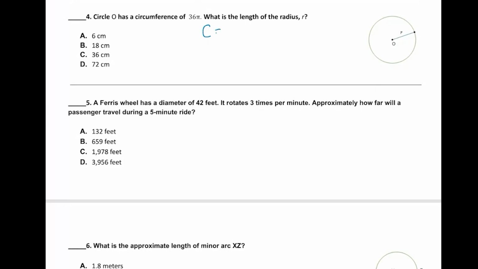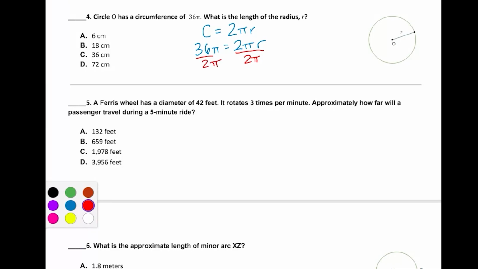Well, the formula for circumference is very similar to that of area, but instead of pi r squared, it's 2 pi r. If the circumference is 36 pi, we are looking for the radius, which is r. So what we need to do is solve this equation for r. We can divide both sides by 2 pi to isolate r in this equation. 36 divided by 2 is 18, and pi divided by pi is 1. So the radius is just 18 centimeters.